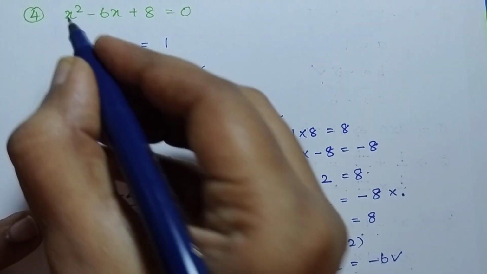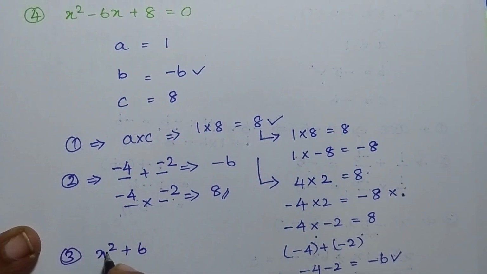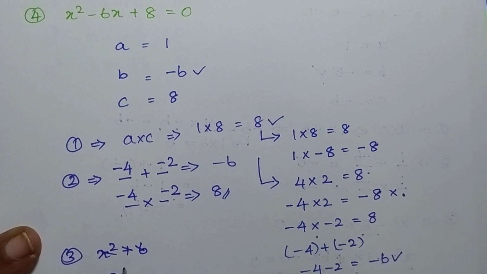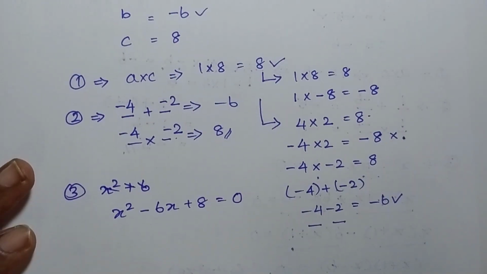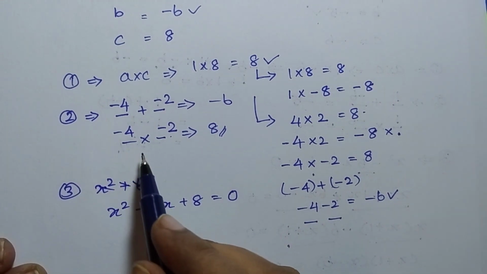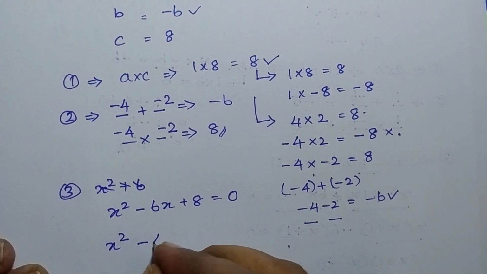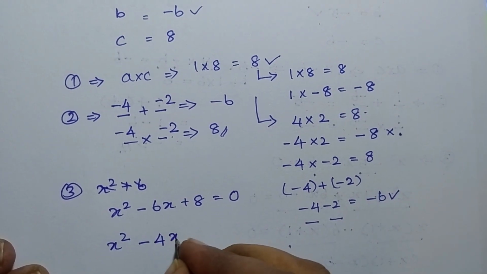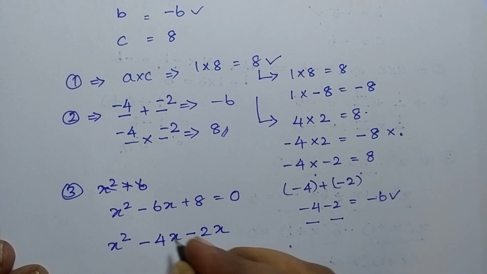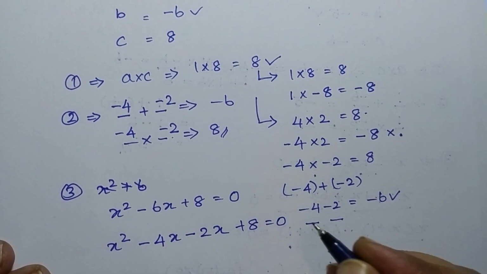Okay, then third step, I am going to take that equation. Sorry, mistakenly I wrote it; it is x square minus 6x plus 8 is equal to 0. So instead of minus 6, I am going to write minus 4 plus minus 2. Therefore, x square minus 4x minus 2x. If I add, I will get minus 6x. So plus 8 is equal to 0.